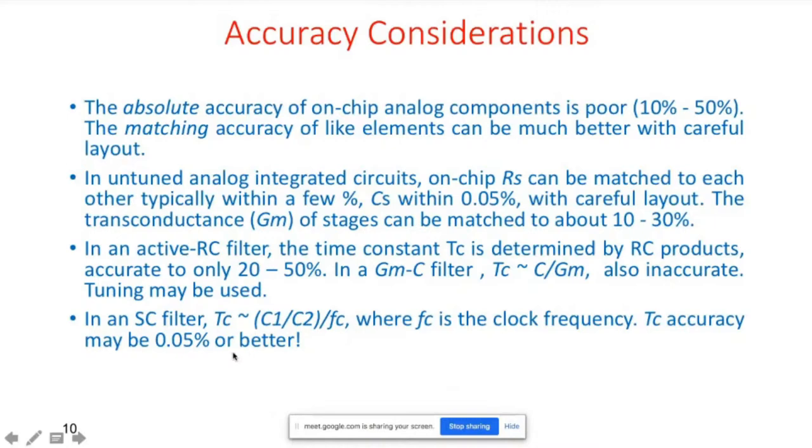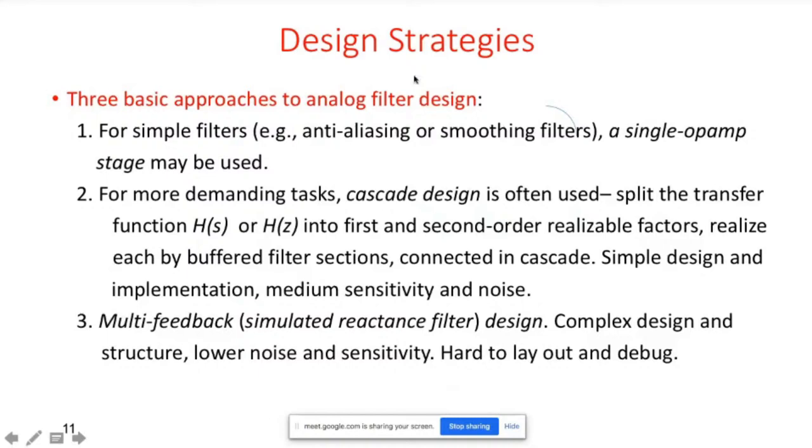Now, if you compare the different ways of designing a filter, there are normally three basic approaches we use. One is using simple filters, that is simple op-amp based filters, like Sallen-Key filter and Tow-Thomas filter, which are simple op-amp based filters normally for lower frequency. Then when the requirement becomes more stringent, with higher frequency and more attenuation required, we require a cascade design.